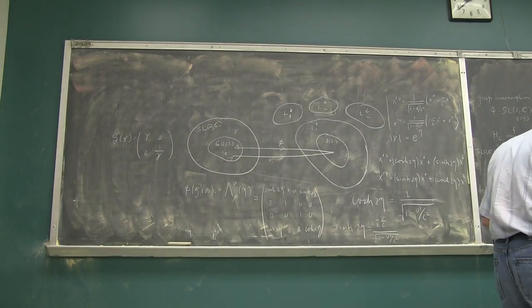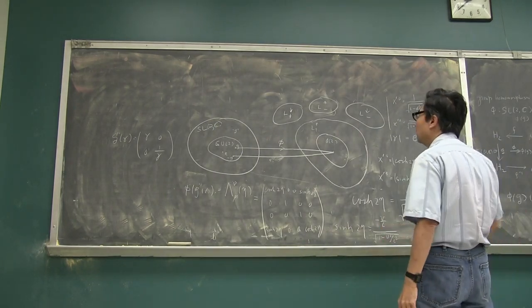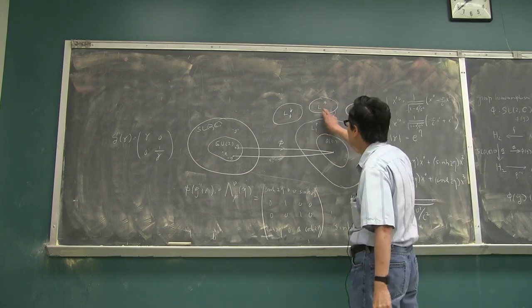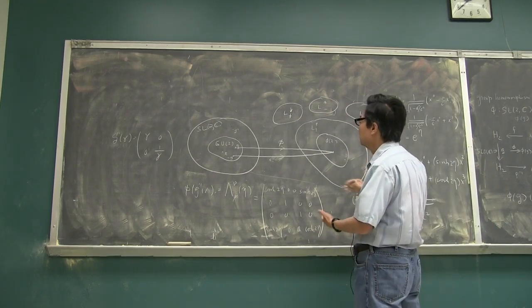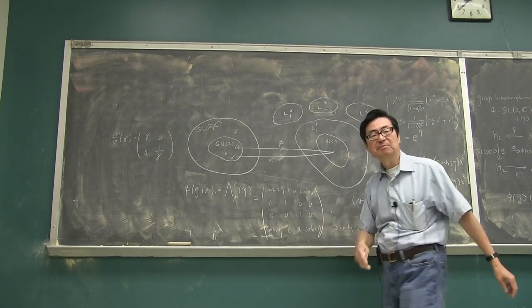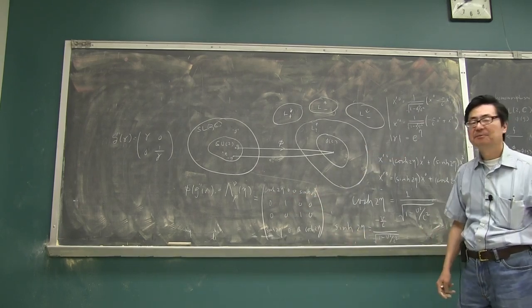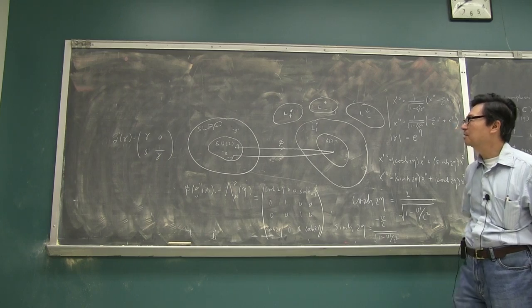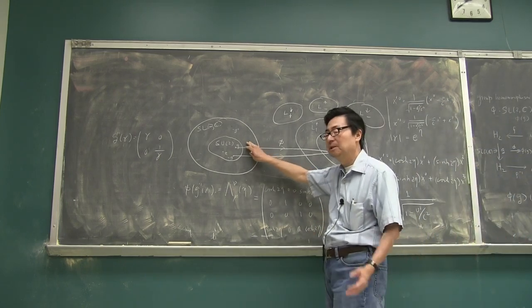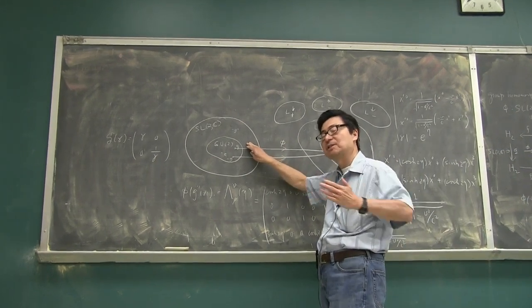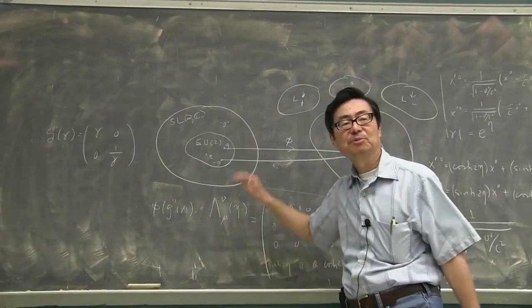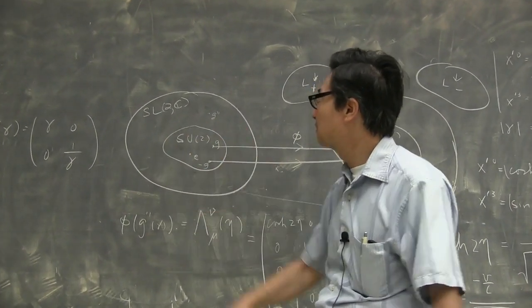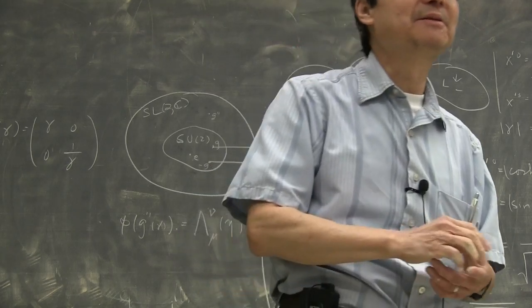First of all, you have to somehow show that none of these things are in the image of this homomorphism map, okay? And then you have to prove that all kinds of boosts arise, in other words, a boost along any direction whatsoever arises from some SL2C in here, okay?